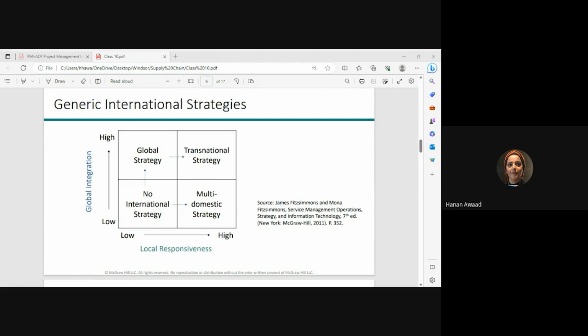Each company and almost each industry now has their balance, balancing the need for adapting to local market conditions while achieving global efficiency. Why do we do this integration in our supply chain? Because we want to increase the efficiency. So we have four strategies here.